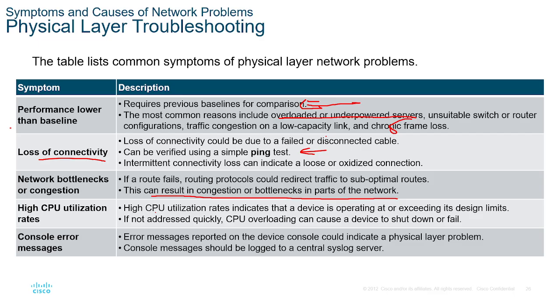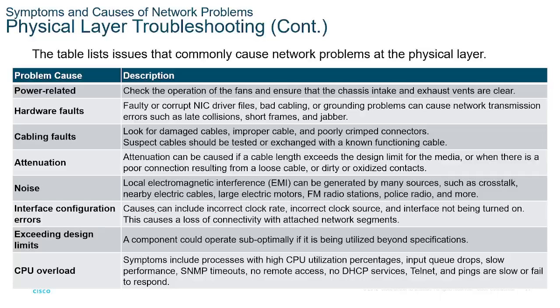Now, console error messages. Error messages reported to a device console can indicate a physical layer problem, and console messages should be logged in the central syslog server. Now, power related: you may have a problem related to a fan, so ensure that the chassis intake and exhaust fan vents are clear. Hardware fault: sometimes a network interface card driver might be a problem. Bad cabling or a grounding problem can cause network transmission errors.